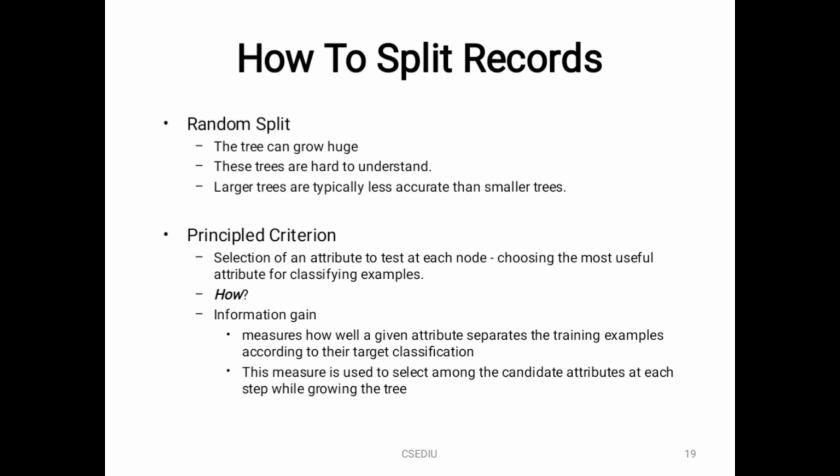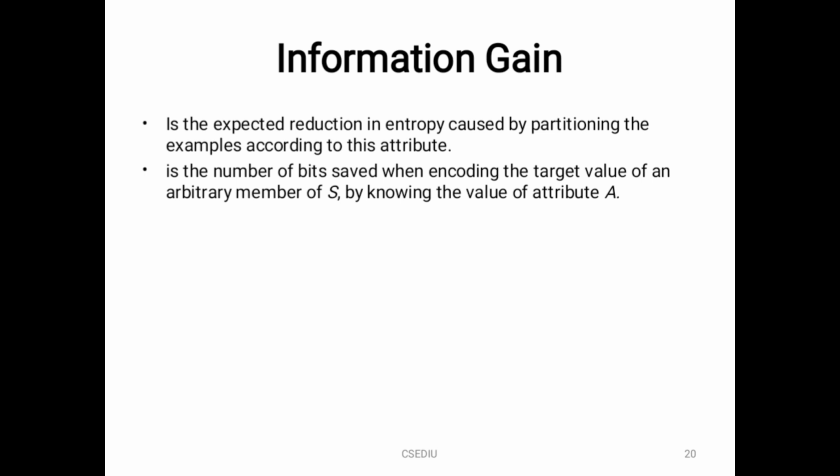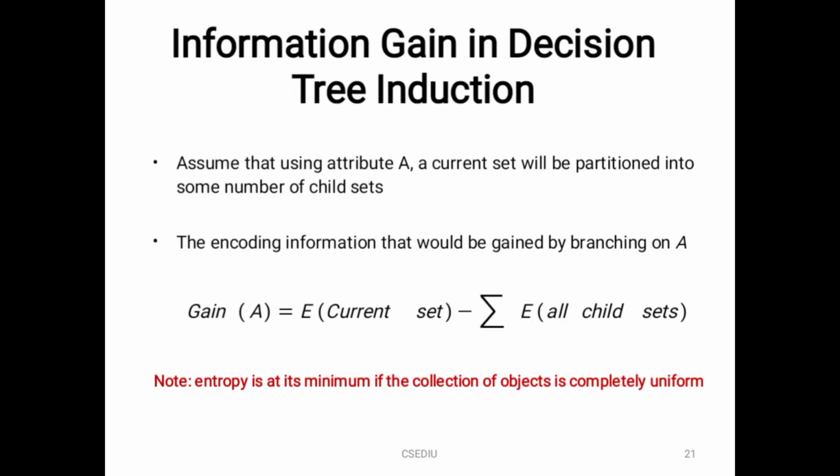Principled criteria for attribute selection comes under what process we are following, like information gain and entropy. Information gain uses an attribute to separate the training examples according to the target classification. It measures how effective an attribute is for the target variable. Entropy means the randomness or impurity in a set of data. It's also like information gain. Information gain in decision tree induction.